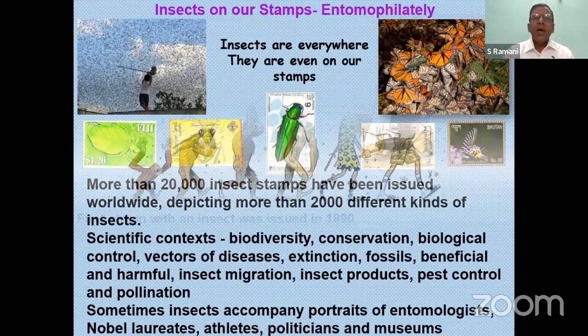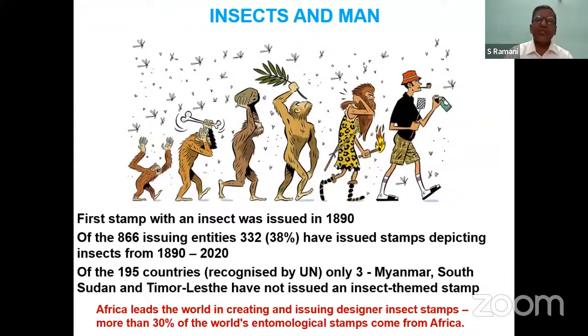We have always been continuously fighting with insects. As you can see from here in the evolution of man, the apes as well as we have been fighting with insects. So we have a continuous fight with insects, but we also found that these are very good subjects to be portrayed on stamps. Several stamp designers thought that you could put insects on the stamps, and so that's why you find a lot of insects that have come on stamps. The first stamp with an insect was issued way back in 1890. I'll show you that stamp a little later.